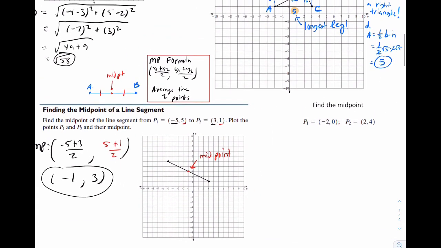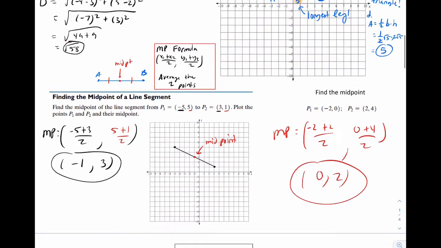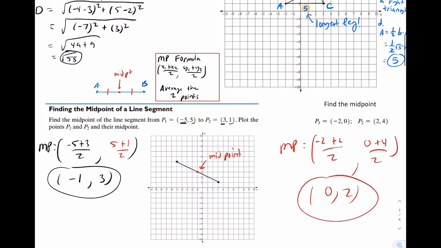So for this last one, let's do this really quick. We'll find the midpoint. We'll just do (-2 plus 2) over 2, (0 plus 4) over 2. Our answer is (0, 2). Okay, so good luck on the rest of the problems and bring your questions to class.